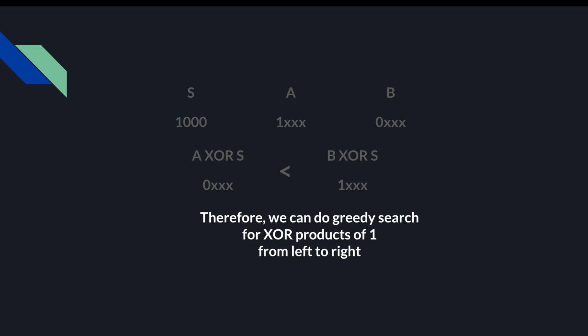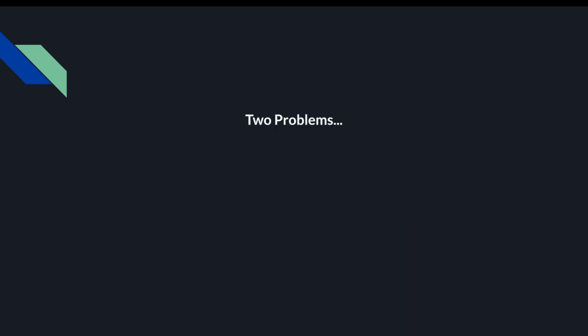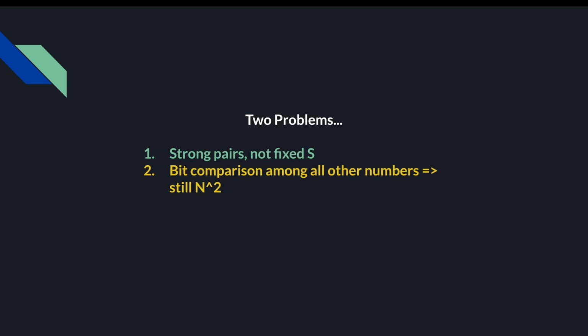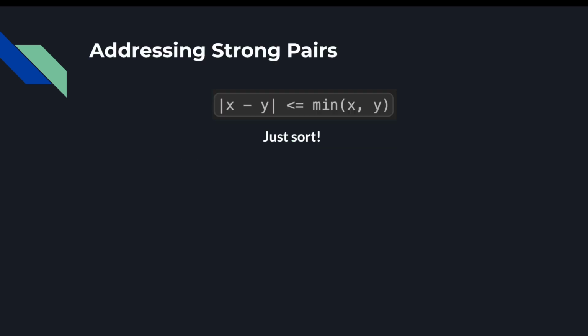So that's great news, but we still have two major problems. One, we don't have a fixed bit string s. We're told to only return the maximal XOR product among strong pairs. Second, if we compare each bit with all other bits of all other numbers in the array, this could still end up being an n-squared algorithm again. Let's first address strong pairing.